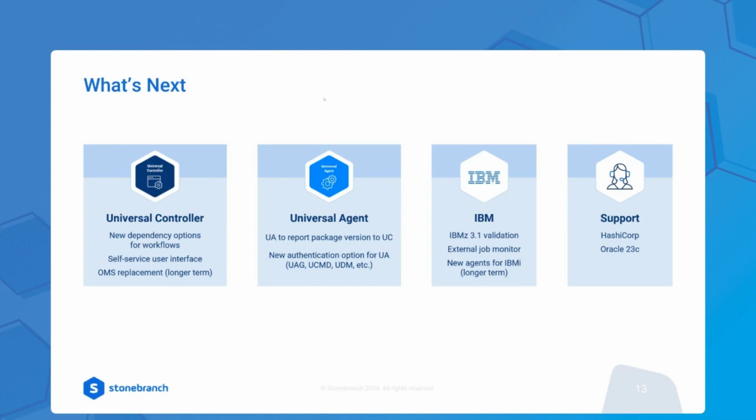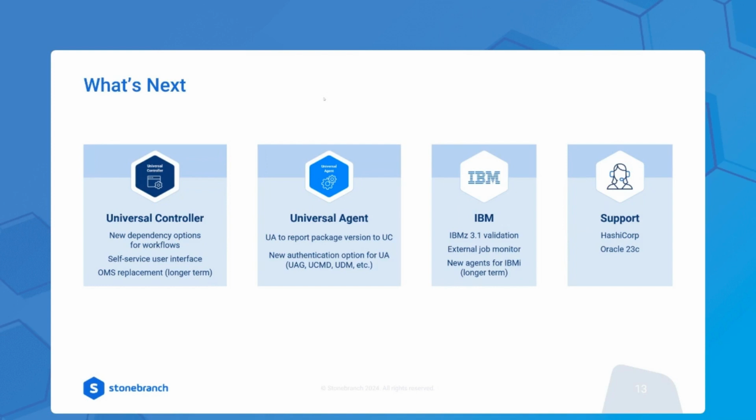So we can take care of that as well, or identify that more quickly. Some new authentication options for the various agent options in terms of how they authenticate with the different operating system components. UAG, ucommand, and UDM are the major ones. There are others out there that you will see implemented. So that is something else that's coming.